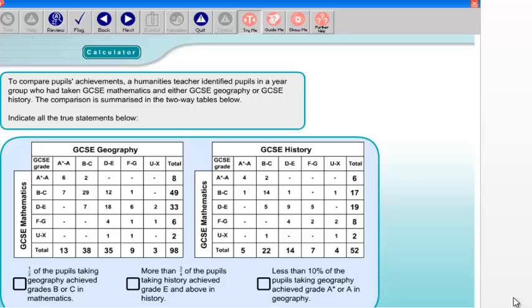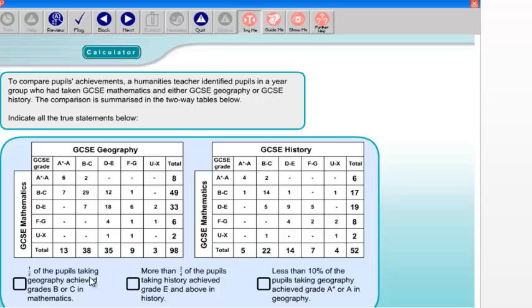In question 7, we've got two-way tables, and it's a true or false statements type of question. So we take the first one. True or false, half of the pupils taking geography achieved B or C in maths. So with this type of question, we first have to work out how many pupils took geography. Here's geography, and there's A or A star in geography. So this one here is a total of 13 students getting an A or A star in geography. The number that got a B or C in geography was a total of 38, and so on. So the grand total of pupils doing geography was 98 pupils.